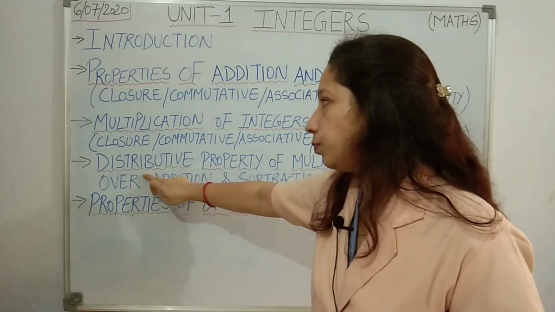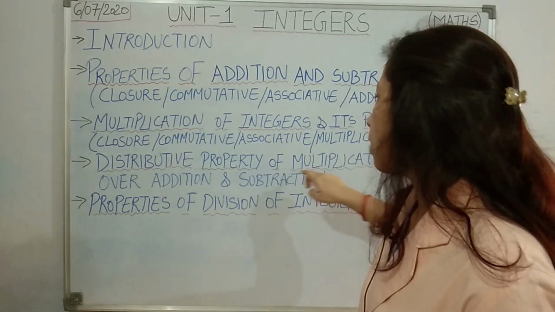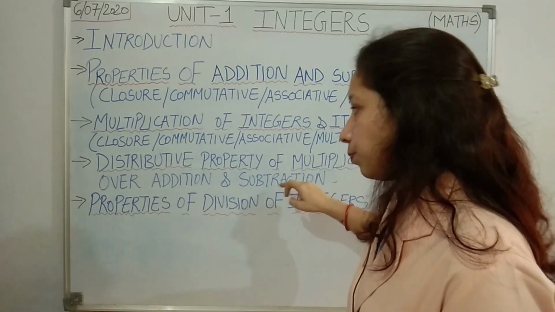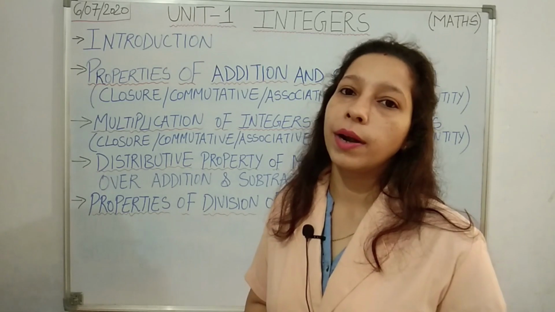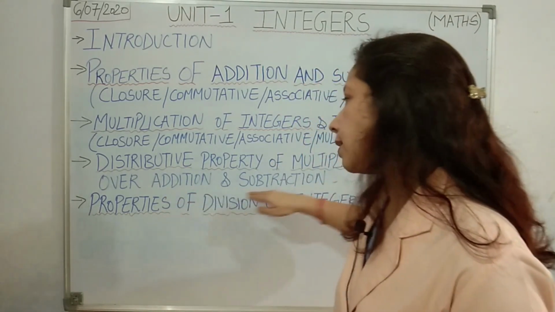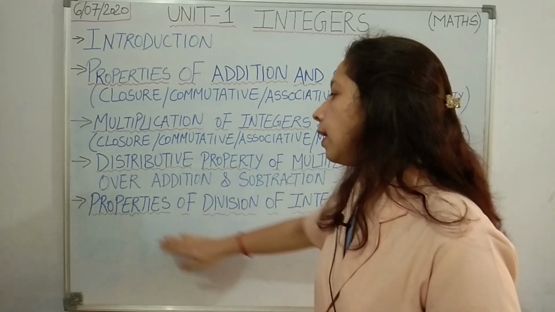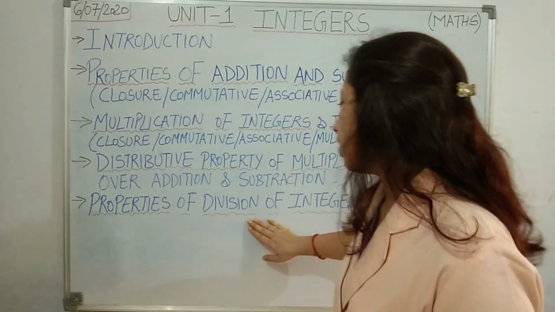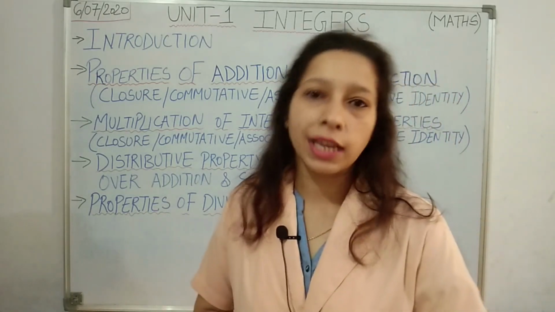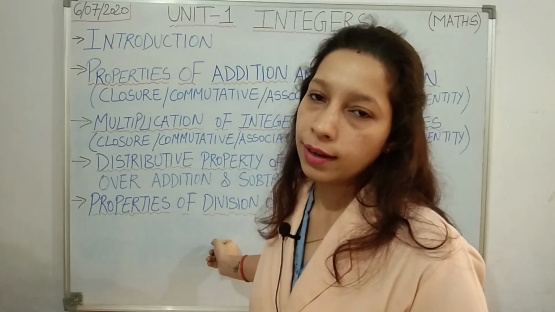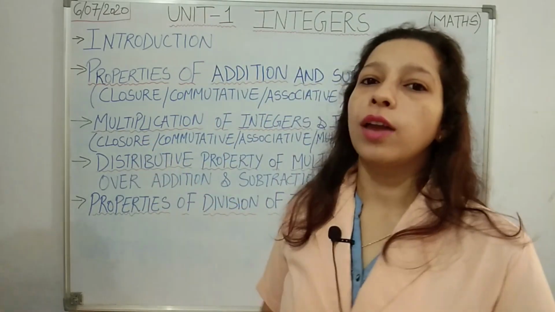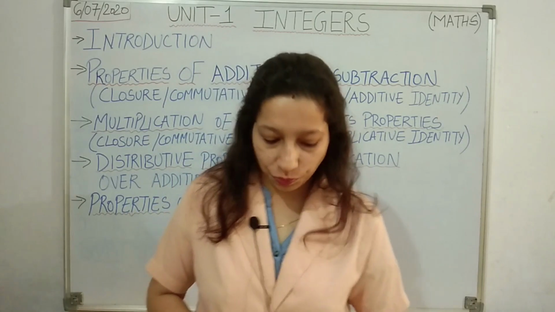Next topic, distributivity property of multiplication over addition and subtraction. So this distributivity property we can only apply over addition and subtraction of integers. Then last topic, properties of division of integers. If you want to divide the integers, what all properties you can use, that you will learn in this topic. Okay, so these are the main topics that we are going to cover in this chapter.